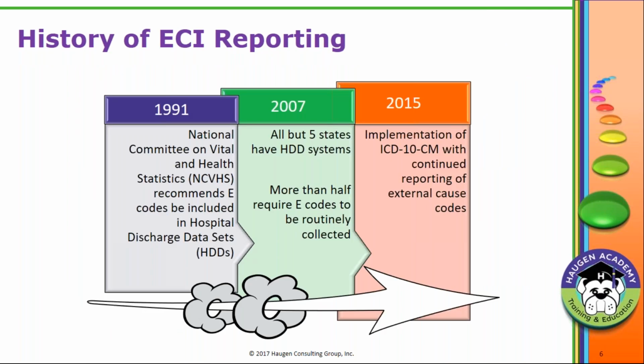Here's a little background information from a presentation given by somebody at the Colorado Health Department, who shared this information with me. There's a history that goes back all the way to 1991, when the National Committee on Vital and Health Statistics recommended that we include E-codes in the hospital discharge data sets.